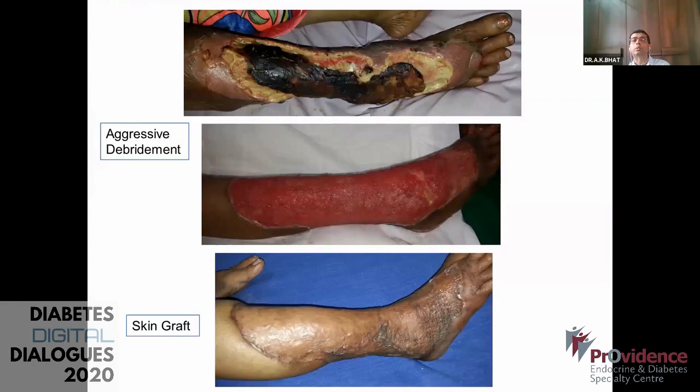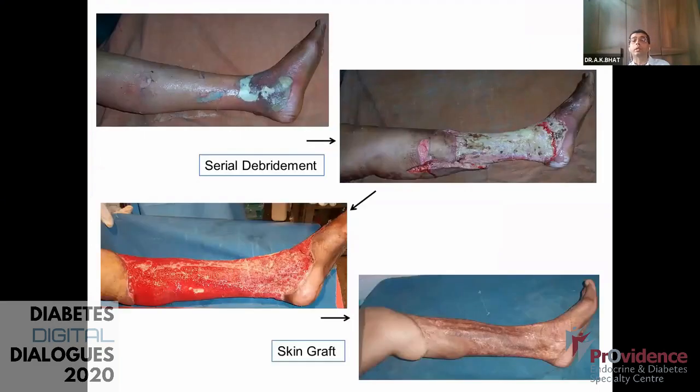This is another lady who had been to Kedarnath a long time ago. This is around 20 years back when I started my practice, and then we did the serial debridement, and ultimately the grafting was done. So you can see the first slide where it was small blisters, a little bit of necrosis in the ankle area, but what you actually see underneath is very, very devastating.